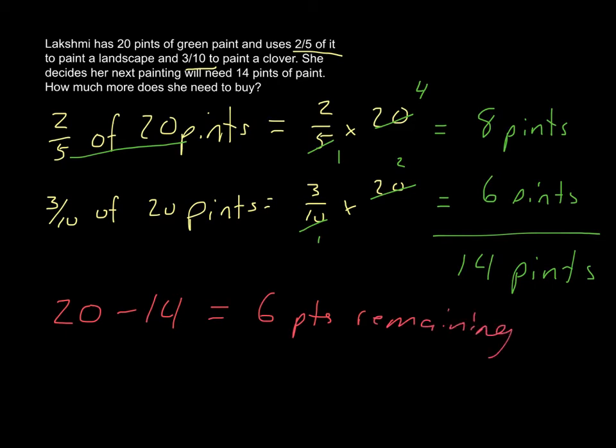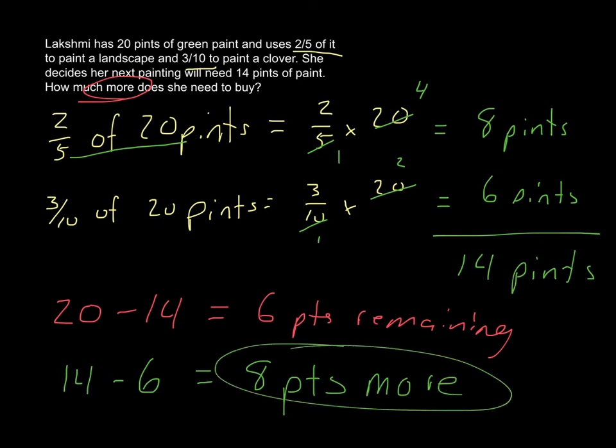Now, that doesn't fully answer the question because it says how much more does she need to buy? And if she needs 14 pints and we have 6 pints, we can do 14 pints take away 6, which tells me that Lakshmi needs 8 pints more. Okay, remember we're looking for multiple steps here. And again, there are multiple ways to solve this problem. You can do it this way, or you can do it another way.